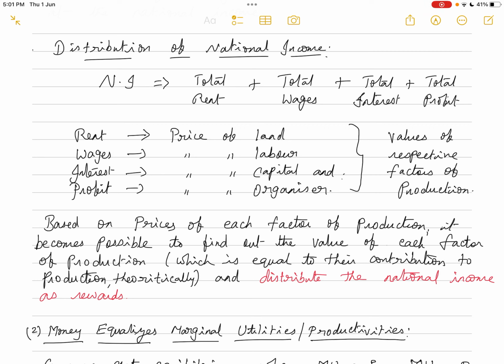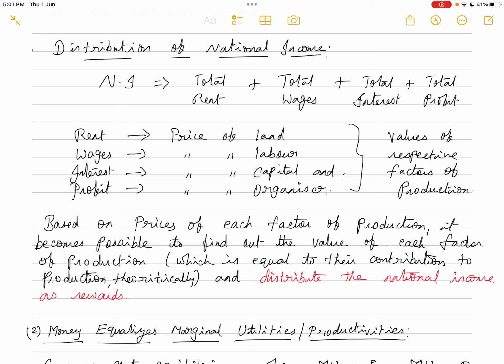Okay, so theoretically, the price paid to each and every factor of production is equal to their contribution to production. So if the producer is getting an additional revenue of 50,000 by the employment of one more laborer, then that laborer must be paid wages equal to 50,000. Theoretically, this is how the price of the factor is determined.